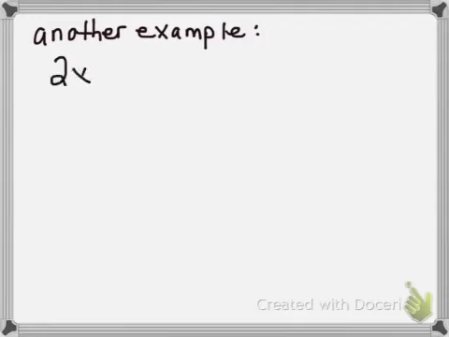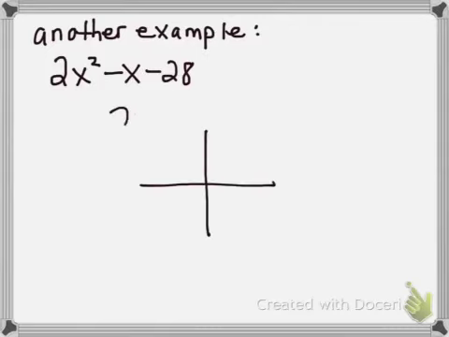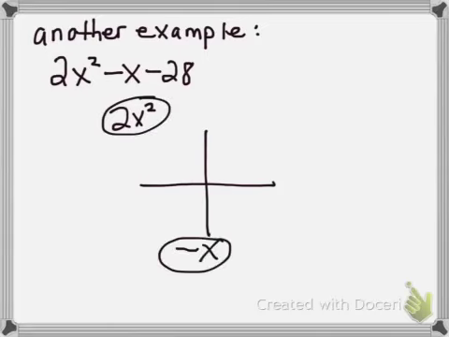So let's try another example over here. I'm going to speed this one along. Let's try factoring 2x squared minus x minus 28. Let me slow that down. Okay, so if we set this up, 2x squared up there on the left, the middle term down there at the bottom, and then the constant over there.